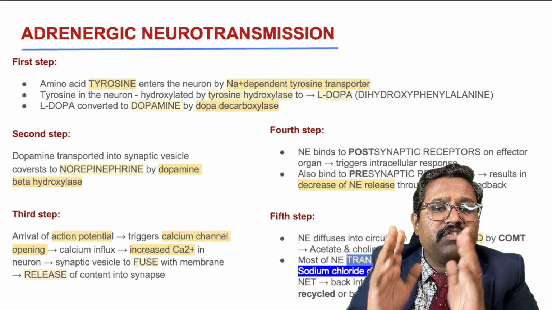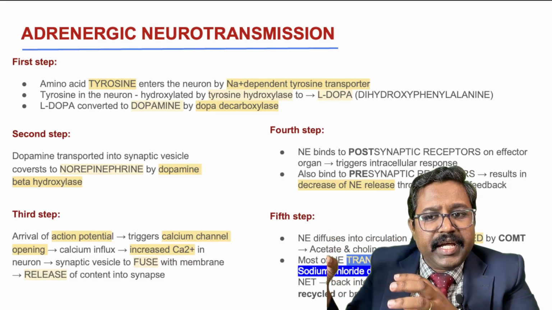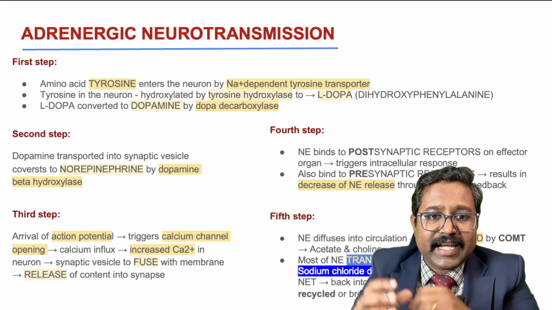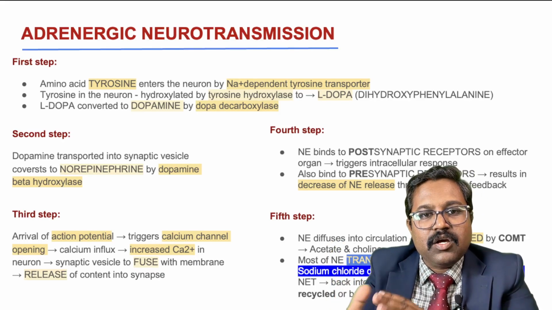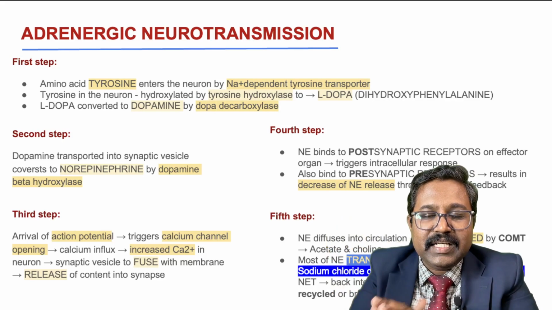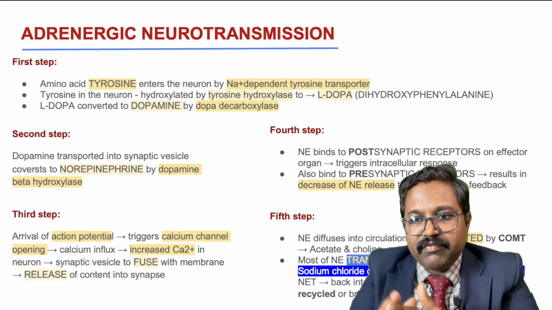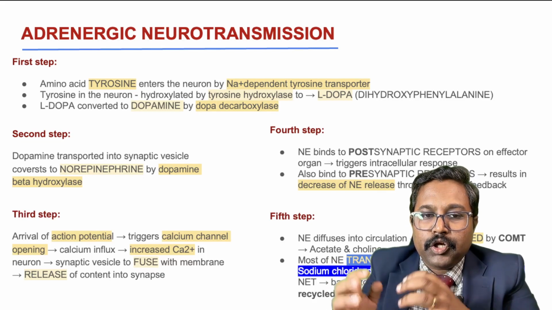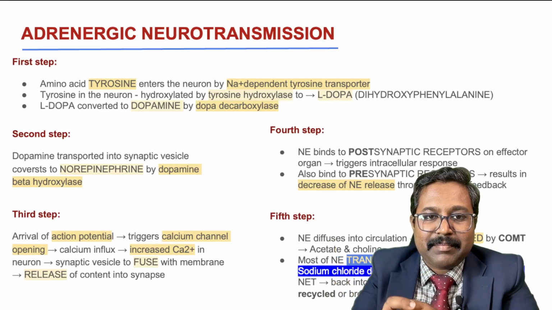So what will be your fifth step? The fifth step is the norepinephrine will diffuse into the circulation and get inactivated with the help of the enzyme called catechol O methyl transferase, and most of the norepinephrine will be transported back into the neuron by a sodium chloride dependent norepinephrine transporter which is present on the presynaptic nerve terminals.